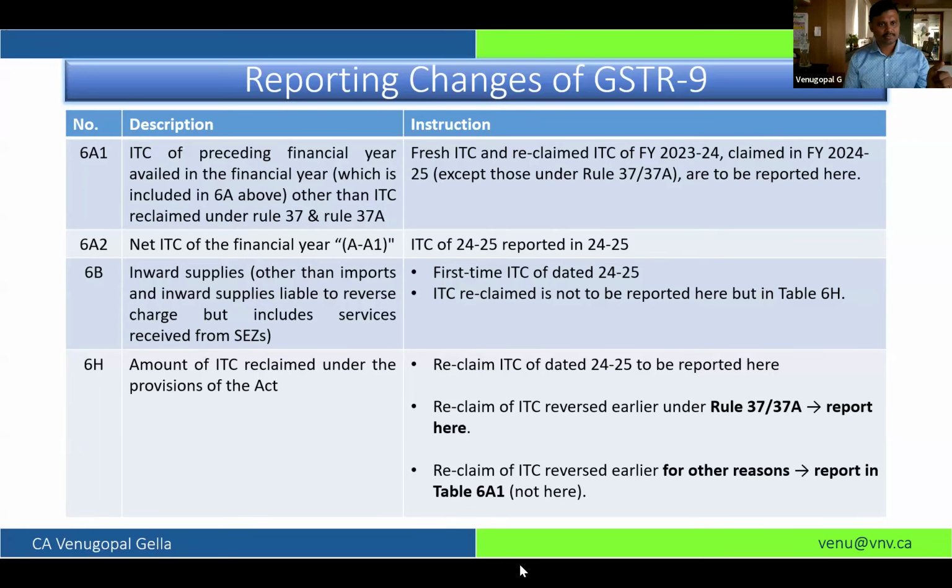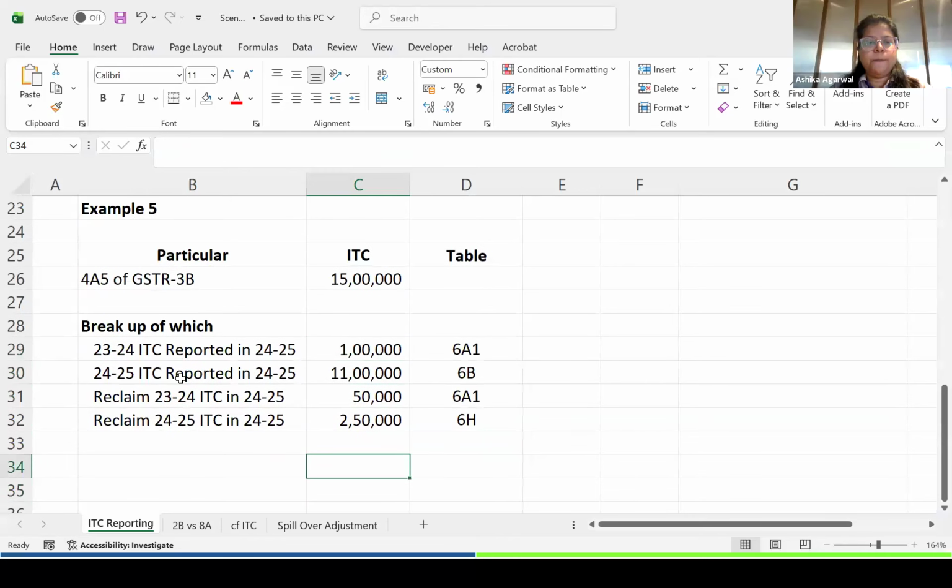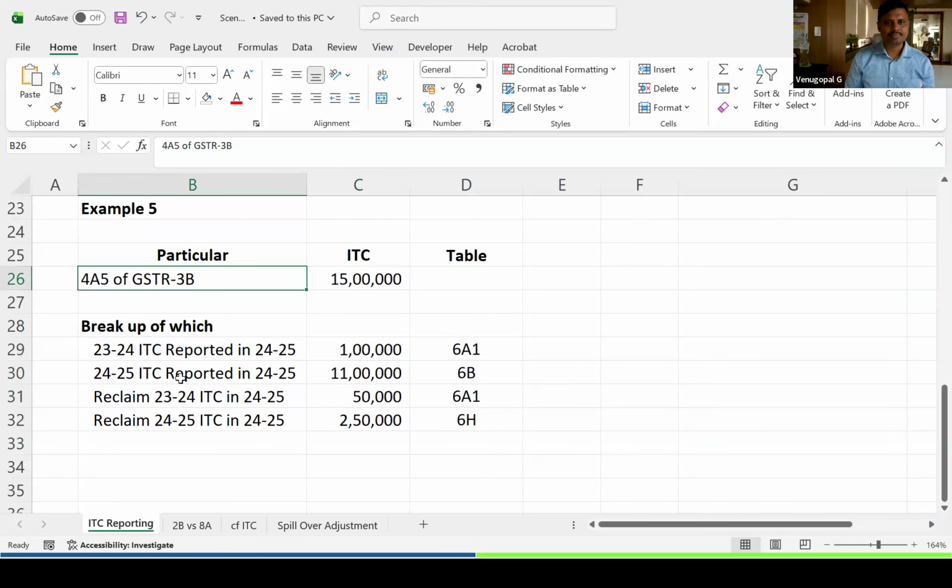PPT is visible. Now Excel sheet is visible. Yes, now it's visible. Okay, fine.